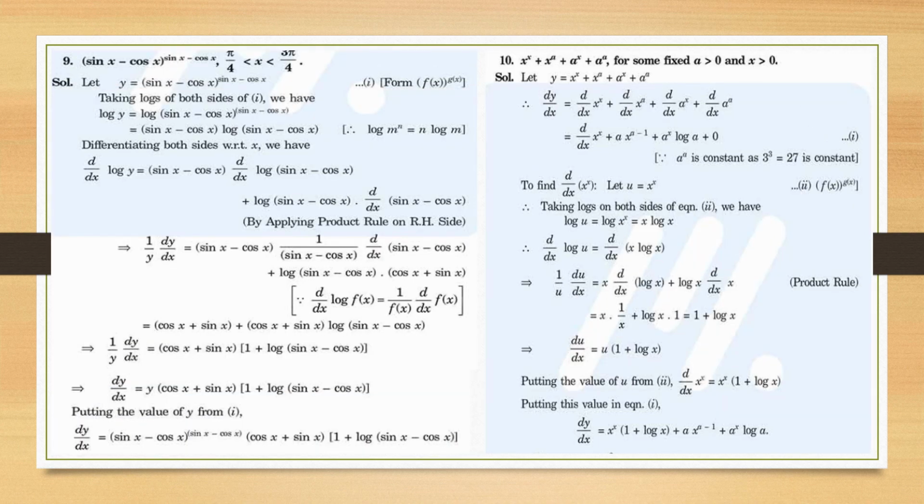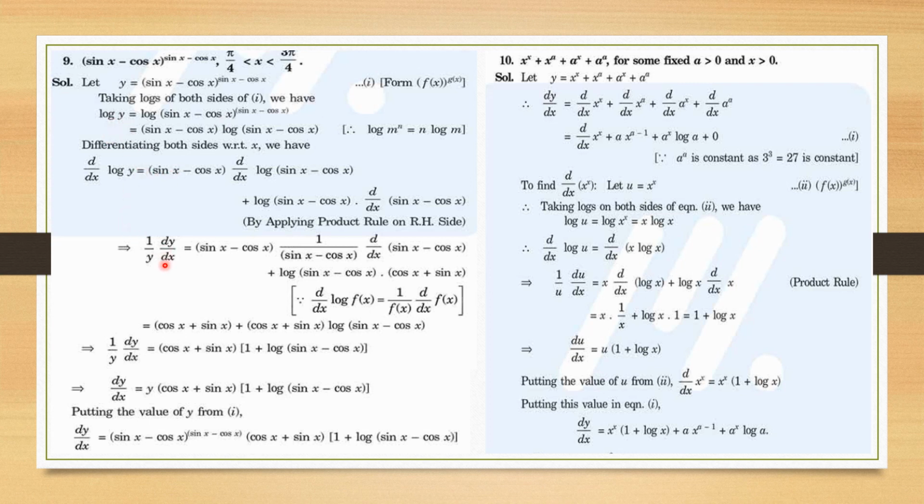Number 9 is sin x minus cos x raised to power sin x minus cos x, x lying between pi by 4 and 3 pi by 4. Now again it is function raised to power function. So the most suitable method is taking logarithmic differentiation. So log y is equal to, log m raised to power n can be written as n log m, and this is m. Okay, so let us take the derivative.